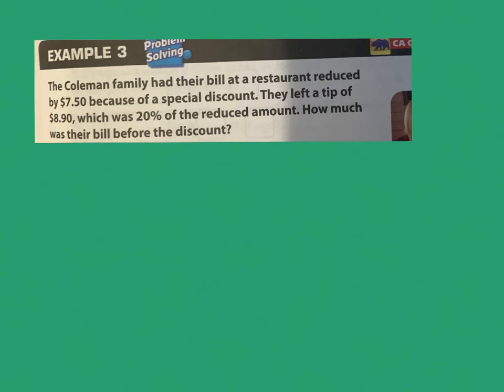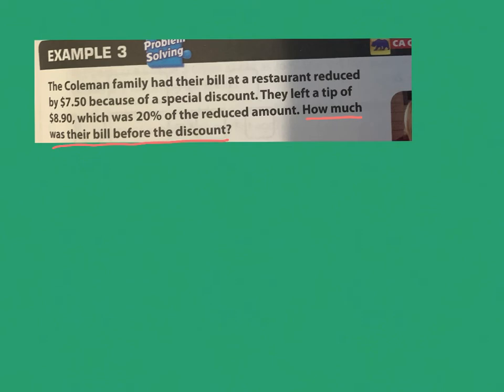The Coleman family had their bill at a restaurant reduced by $7.50 because of a special discount. Yay for them. They left a tip of $8.90, which was 20% of the reduced amount. How much was their bill before the discount? Yep, I still don't know what to do. I'm going to underline the question. Still don't know what to do.